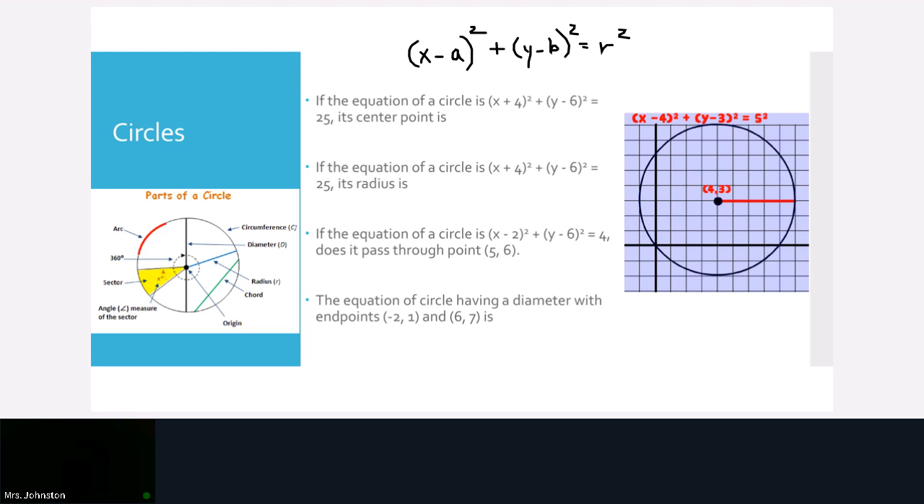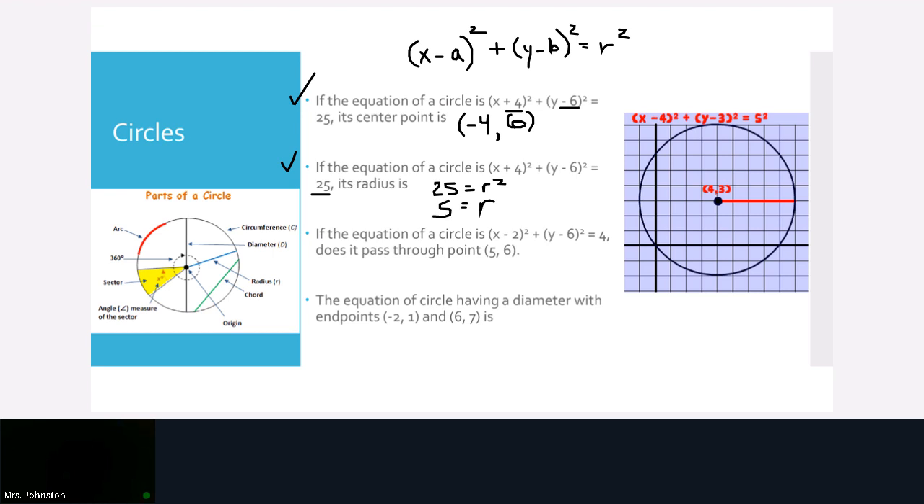But if you had a question like this that says, if the equation of the circle is x plus 4 squared plus y minus 6 squared equals 25, the center point is what? Well, I know I had to subtract it to get plus 4, so it would be negative 4 and 6. That's the center of the circle. If the equation of the circle is the same equation, then the radius is what? Well, if 25 equals r squared, then r must be the square root of 25, or 5.